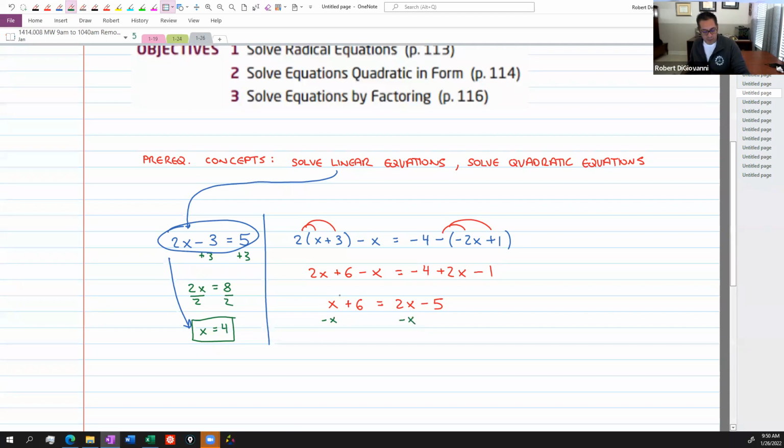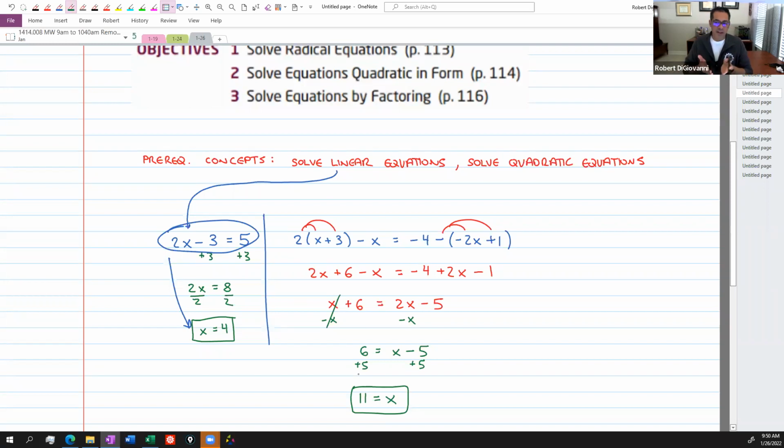So I'm going to subtract x on both sides. And that'll leave me with 6 equals x minus 5. And then I will add 5 to both sides to get the x by itself. So I get 11 equals x. So my answer is 11.